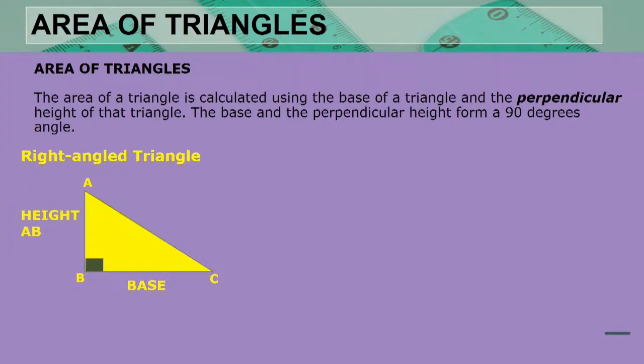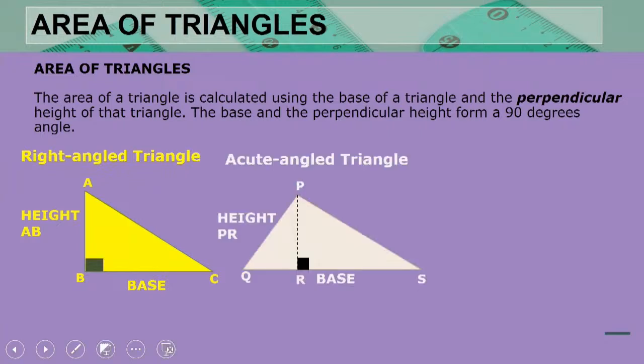So let's start off with a right-angled triangle. So when we're looking at a right-angled triangle there, we have BC as our base, which means that the height needs to be perpendicular to BC. And in this case, we can see that AB is the one that is perpendicular to BC. So BC is the base and AB is the height.